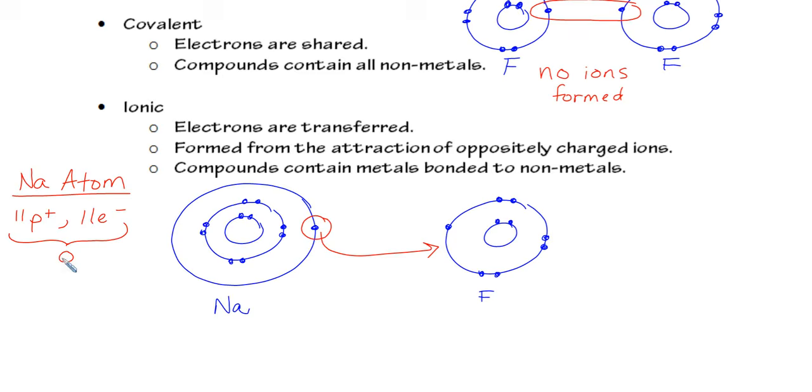So by losing that last electron and forming a sodium ion, we are now stable, but we are not neutral. We still have 11 positive protons, but I lost 1 electron. So now we're down to 10 electrons, leaving us with an overall charge of +1.